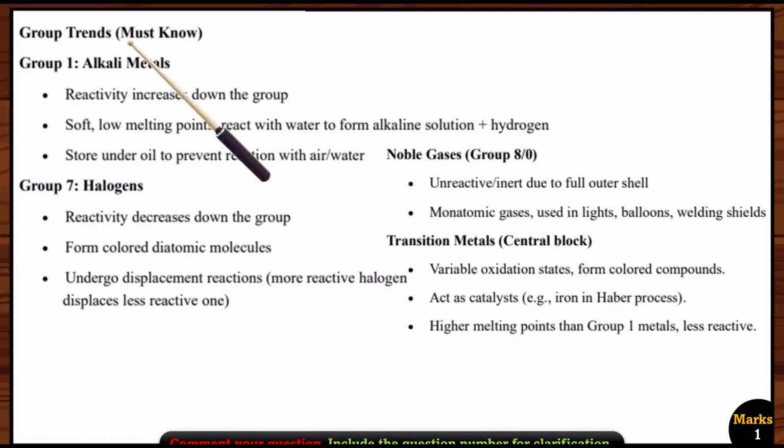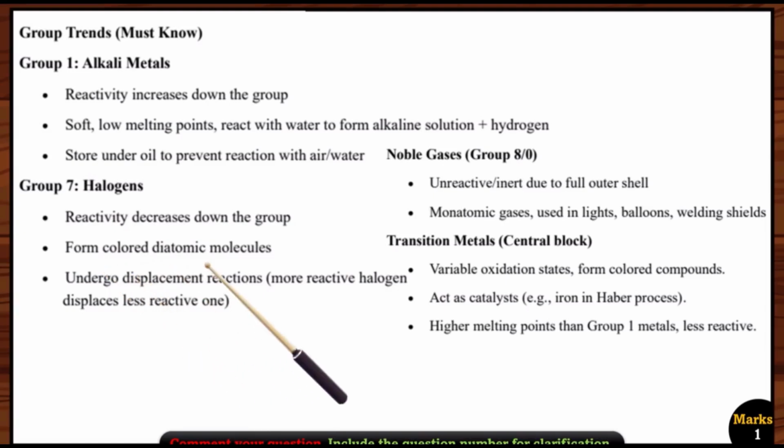So what else do we know about the alkali metals? The alkali metals, group 1, are soft, and they have low melting points. Of course, they have high melting points compared to the non-metals, but compared to other metals, they have low melting points, and they react with water to form an alkaline solution and also hydrogen gas. Similarly, because they are very reactive, we have to store them under oil to prevent their reactions with air or water.